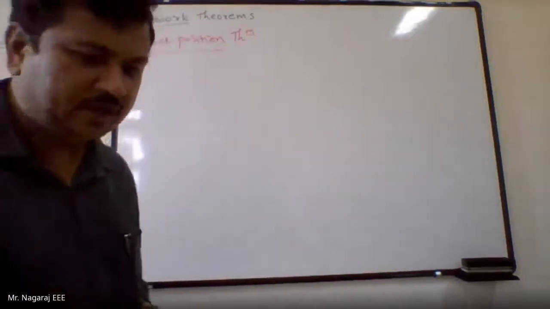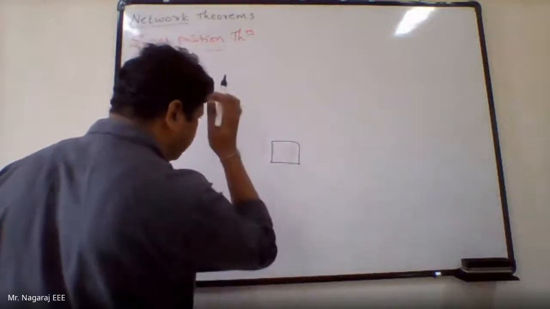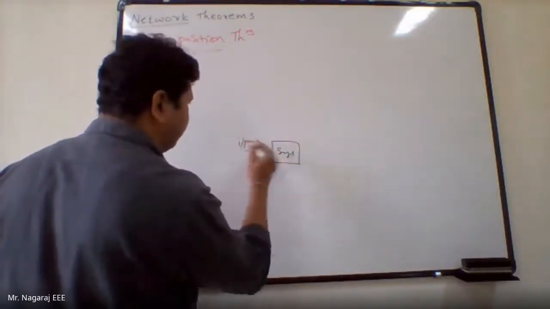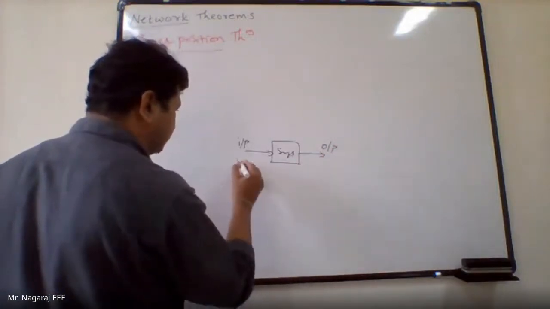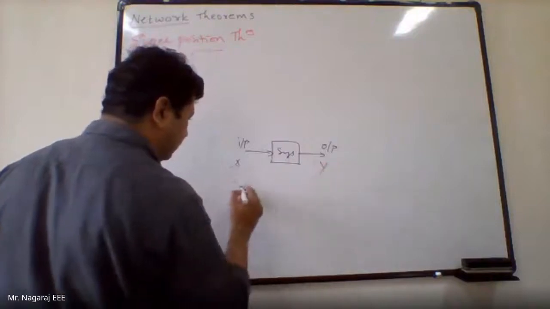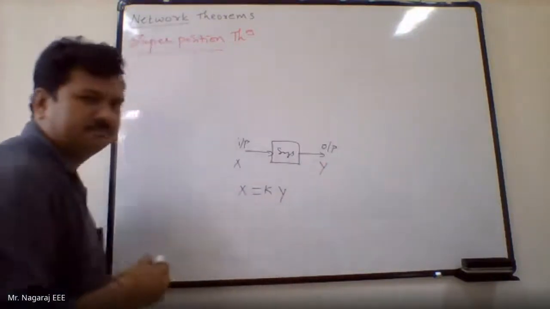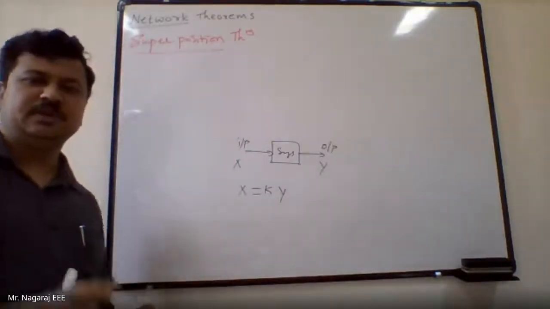So, what is linearity? Now, suppose I have a system. It has got some input. It has got some output. Suppose if input is x, output is y. Now x is equal to some k times y, meaning that the output is directly depending upon the input.